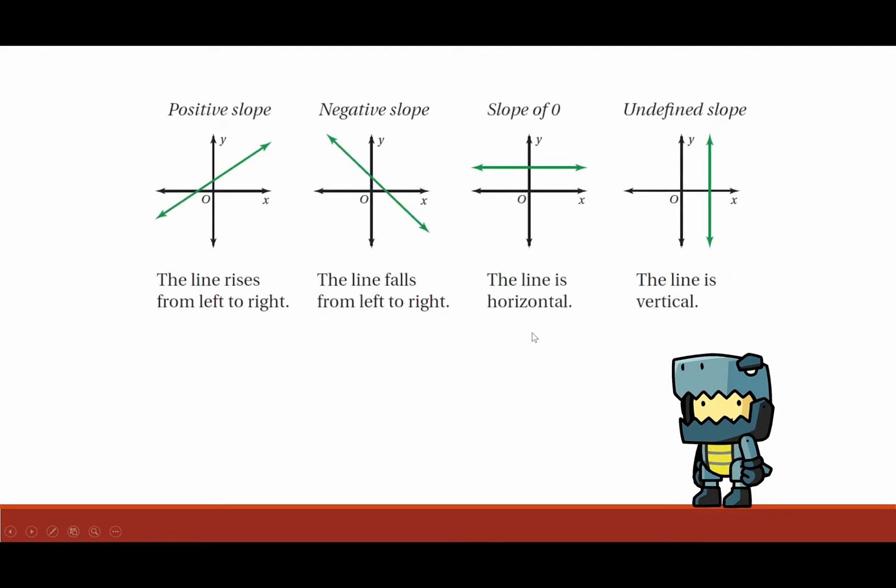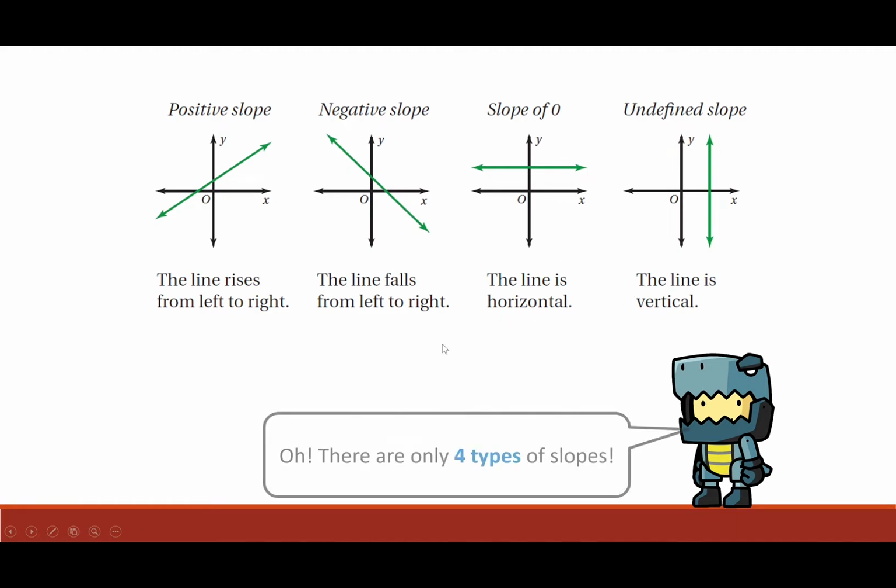You guys remember this? You see, there are four different types of slope. The first one right here is a positive slope because it's going up from left to right. This is a negative slope because you're going down from left to right. This is a slope of 0 because it's flat. And this is an undefined slope because the line is going up and down.